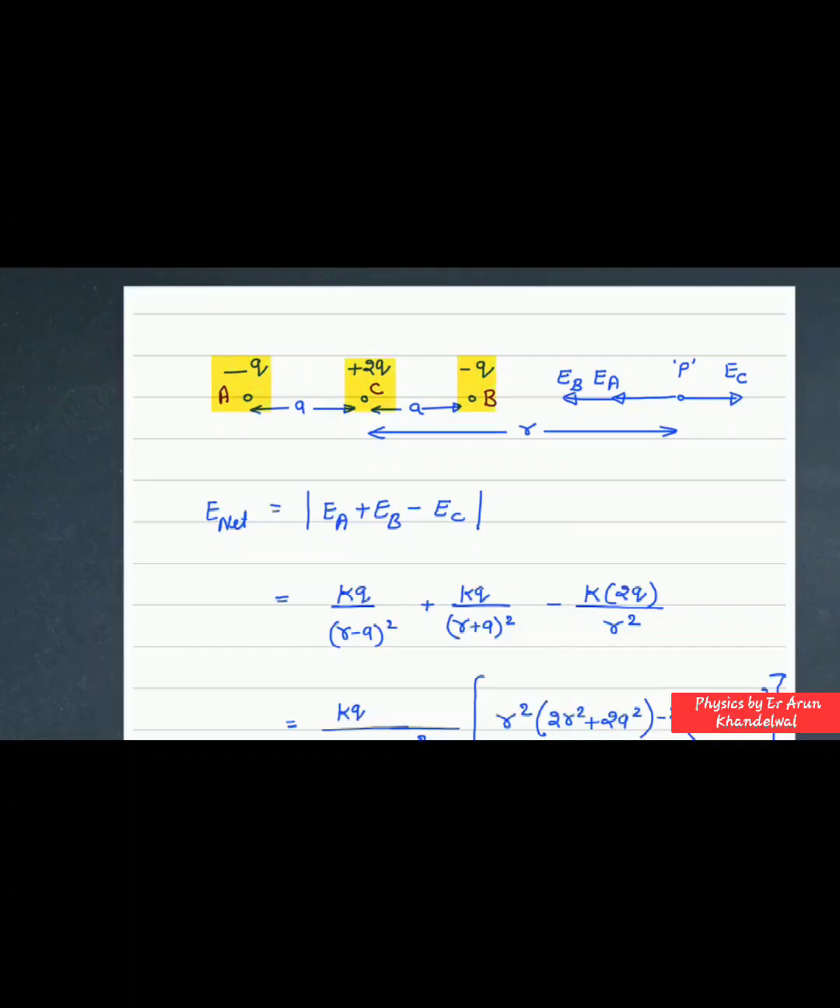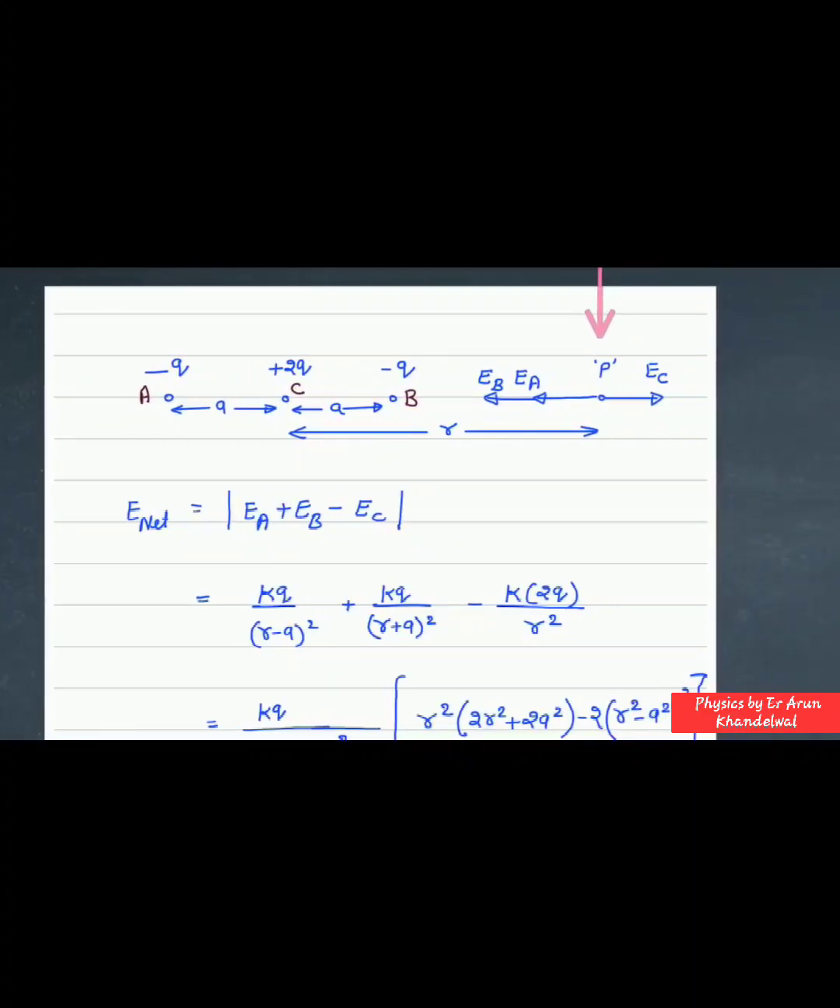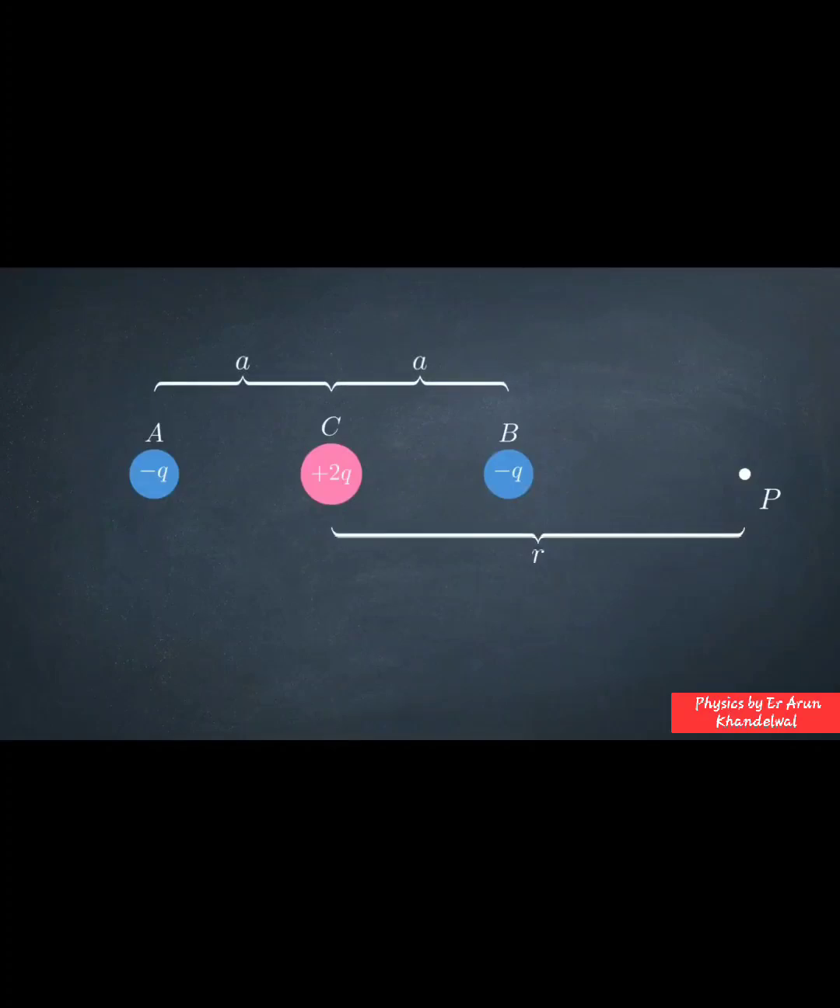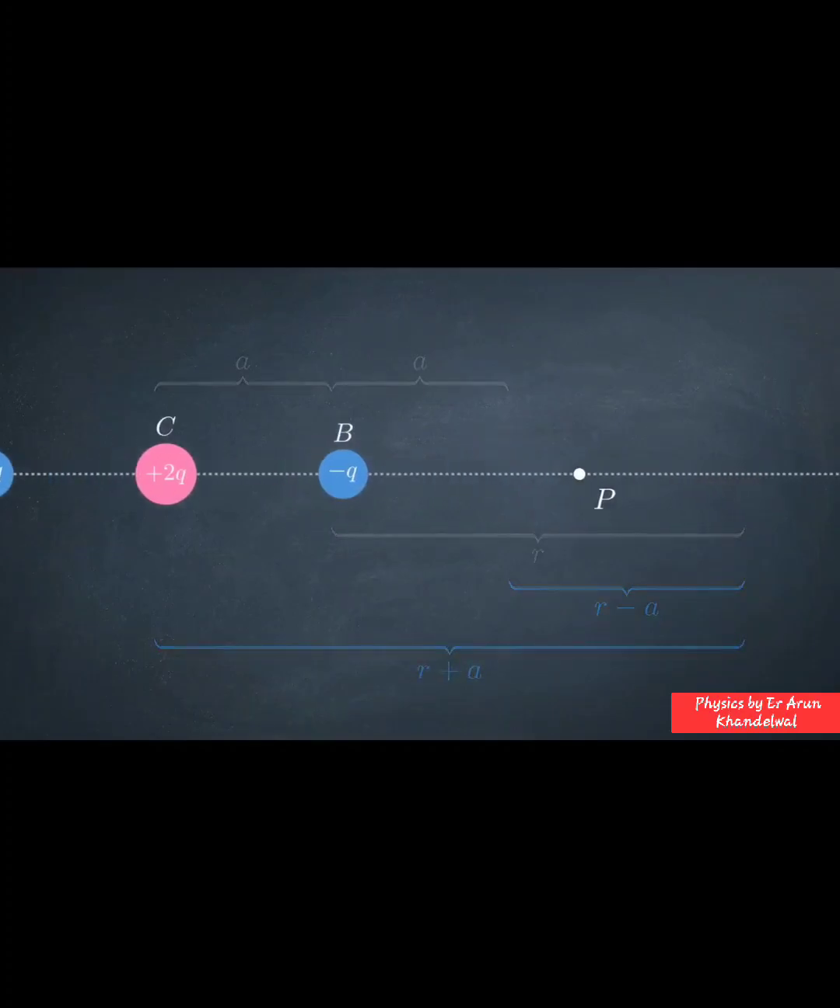We have our three charges sitting at points A, C, and B. Way off to the right, we have point P. This is where we want to measure the total electric field. To do that, we need our distances. The distance from the center point C to P is R. The gap between our local charges is A. That means the closest charge at point B is R minus A away from P, and the furthest charge at point A is R plus A away.